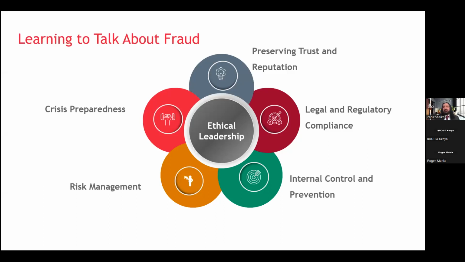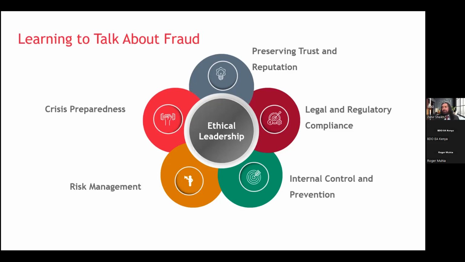Then the other aspect is internal control and prevention. Encouraging open dialogue about fraud within an organization fosters a culture of accountability and vigilance. Employees are more likely to report suspicious activities, and this can aid early detection and prevention. And also communication about fraud policies, their reporting mechanisms, and consequences for fraudulent activities will serve as a deterrent, and it reinforces the importance of ethical behavior within the organization.